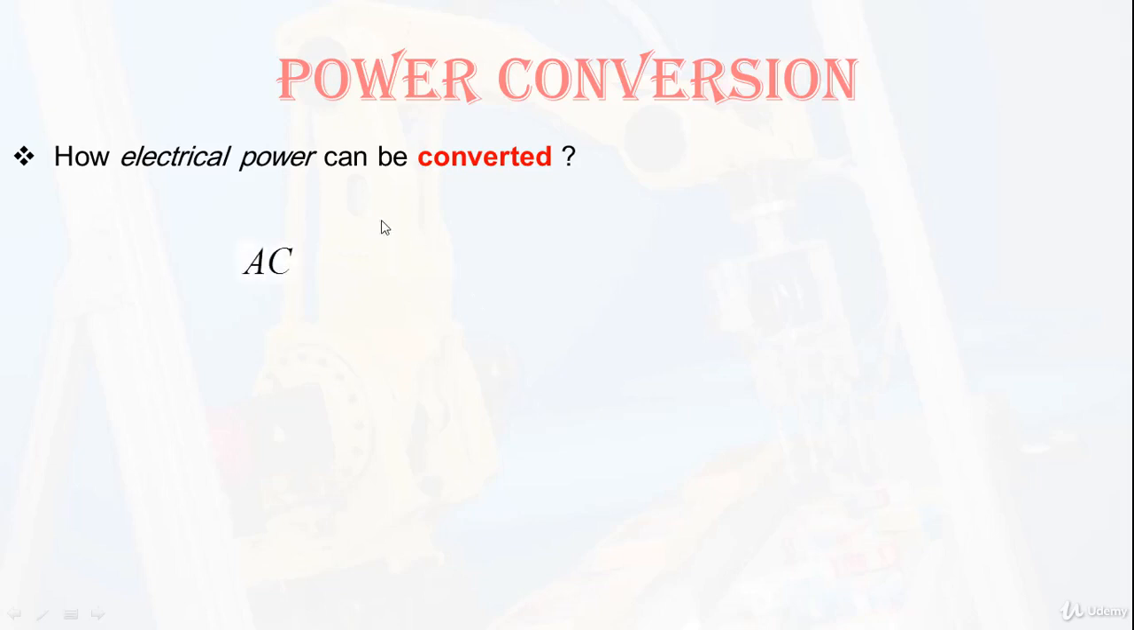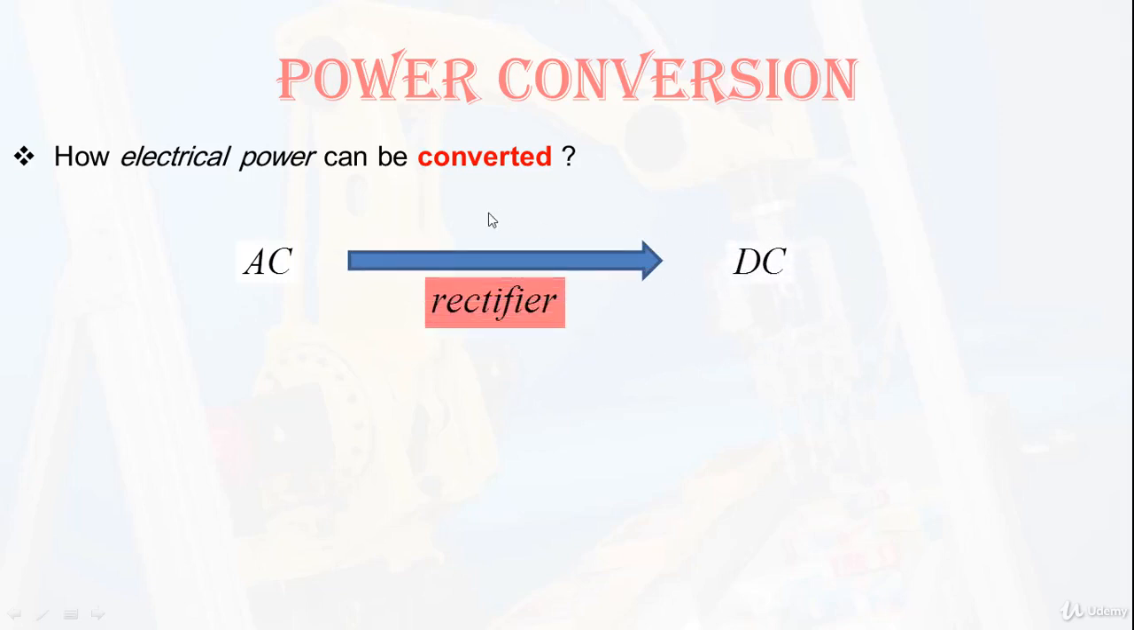So let's start with this question: how can electrical power be converted? We want to know how electrical power can be converted from one form to other forms. If we have an AC power source and we want to convert it to a DC power source, we will use a rectifier circuit.